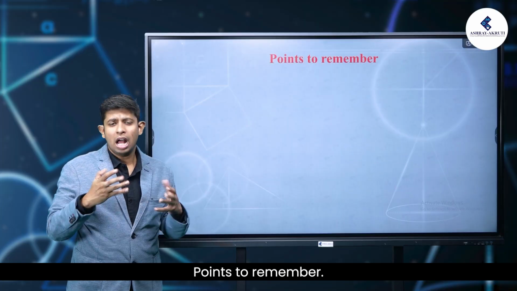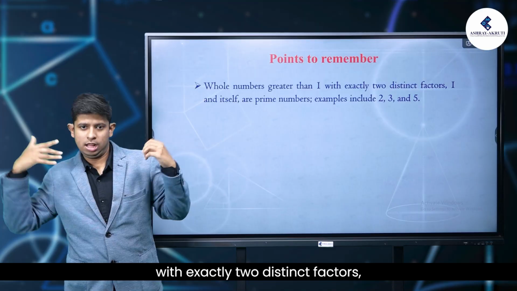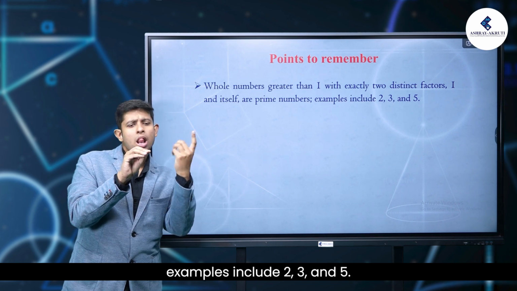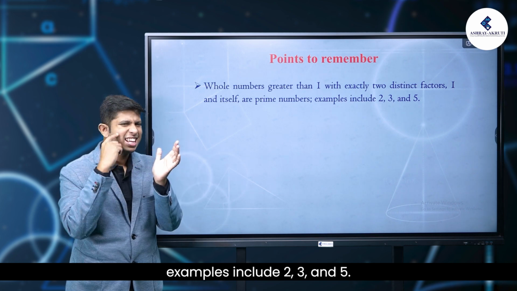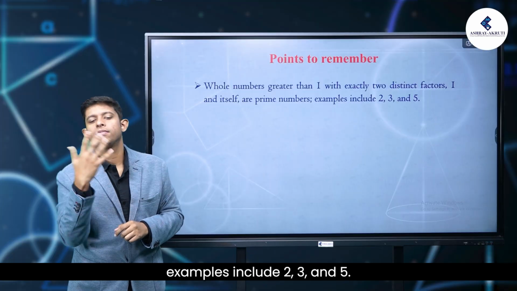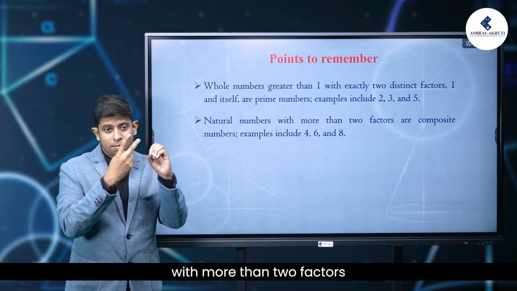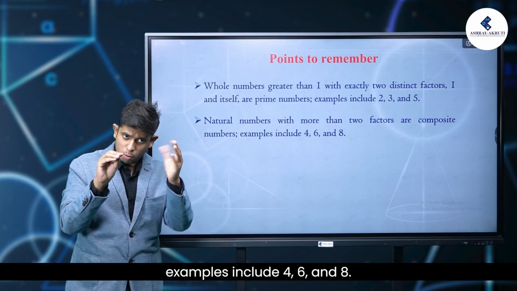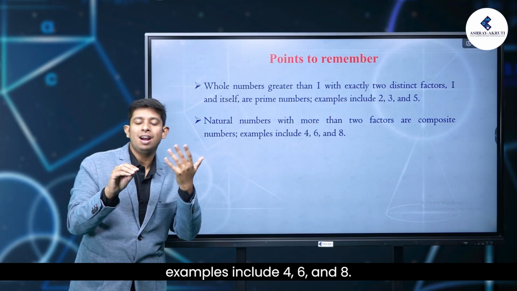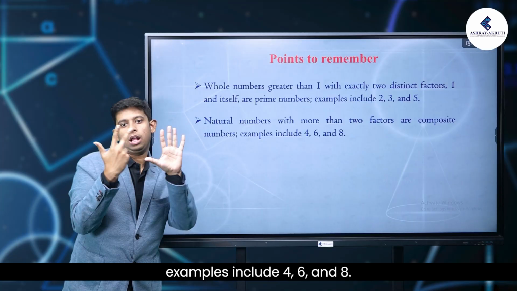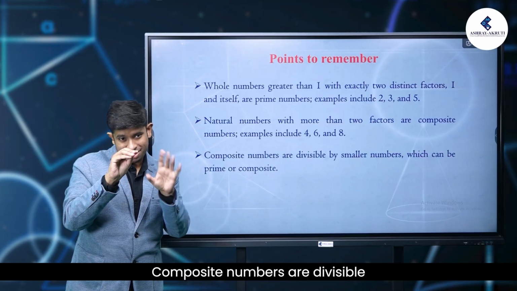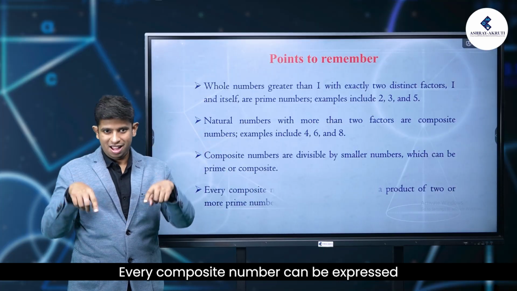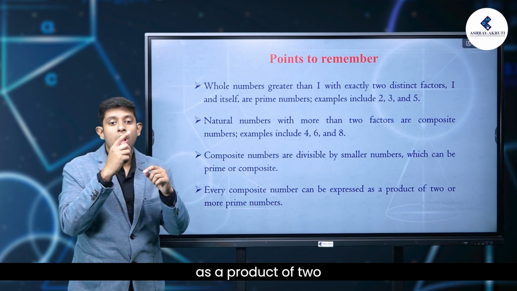Points to remember. Whole numbers greater than 1 with exactly two distinct factors, 1 and itself, are prime numbers. Examples include 2, 3 and 5. Natural numbers with more than two factors are composite numbers. Examples include 4, 6 and 8. Composite numbers are divisible by smaller numbers which can be prime or composite. Every composite number can be expressed as a product of two or more prime numbers.